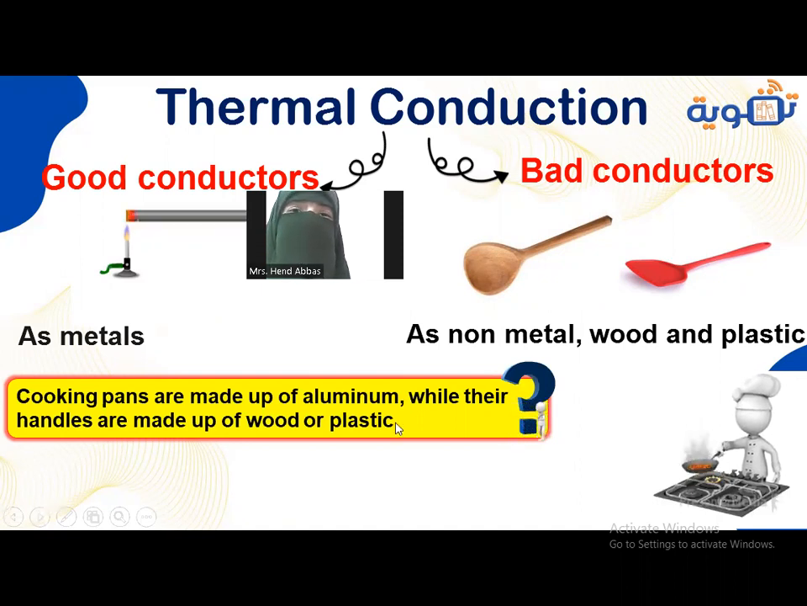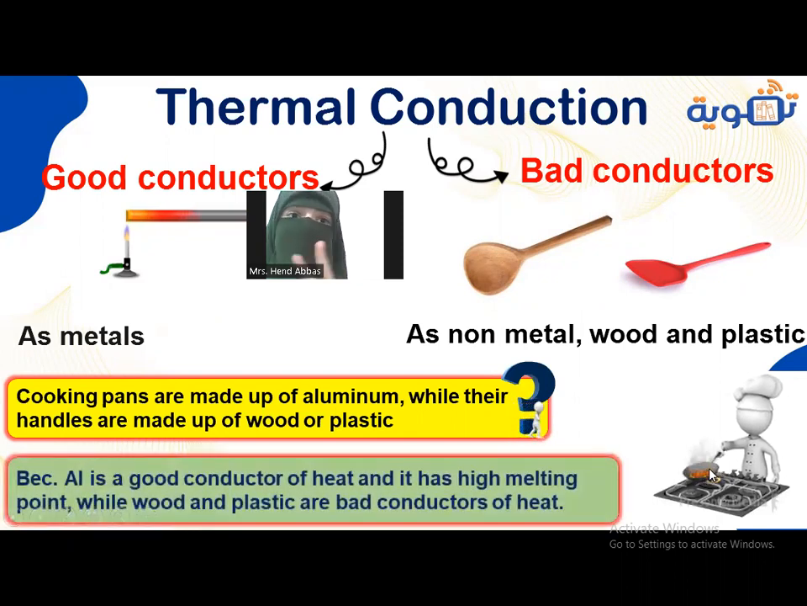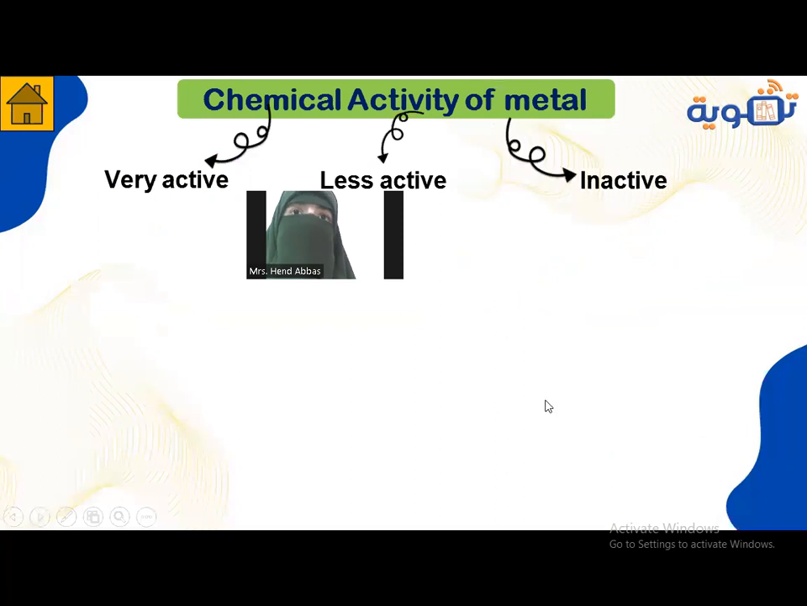Not only that, aluminum also has a high melting point. So because of those two reasons, good conductor and high melting point. If it had a low melting point, you would eat the pan while you are eating. And what about its handle? Its handle is a bad conductor of heat. Why? Because it's made of wood or plastic.